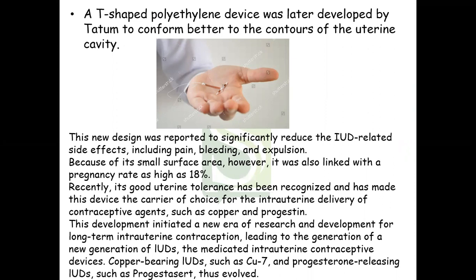Recently, its good uterine tolerance has been recognized and has made this device the carrier of choice for the intrauterine delivery of contraceptive agents such as copper and progestin. This development initiated a new era of research and development for long-term intrauterine contraception, leading to the generation of a new generation of IUDs, the medicated intrauterine contraceptive devices. Copper-bearing IUDs such as Copper 7 and progesterone-releasing IUDs such as Progestasert thus evolved.